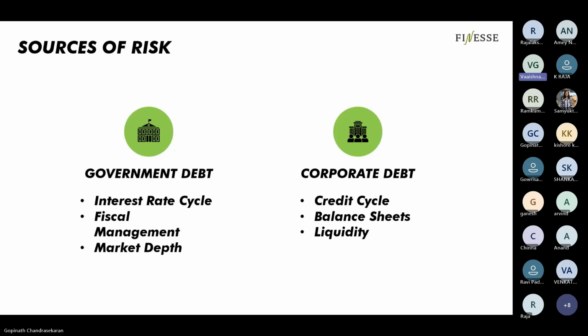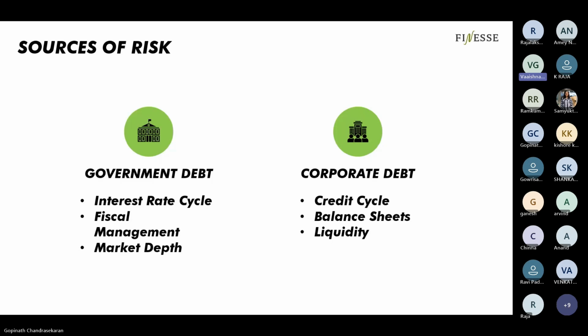So when we look at the sources of risk to corporate bonds, there'll be credit cycle, balance sheets, and liquidity, and we'll look at them one by one. When we consider credit cycle, corporate bonds are not as sensitive to interest rate risk as they are to credit cycle risk. They're actually more prone to credit cycle risk.